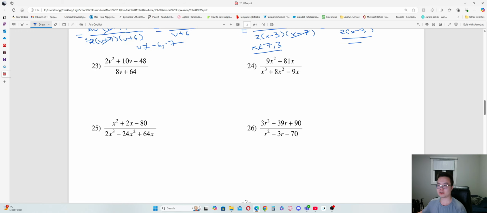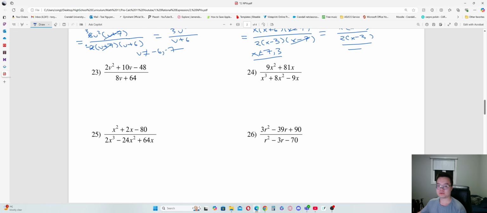We have 4 questions left. So question 23 here is we take 2 out again. V squared plus 5v minus 24. 8, we take it out. So I have v plus 8 in my brackets. Then equal to 2 times v minus 3, and then v plus 8.